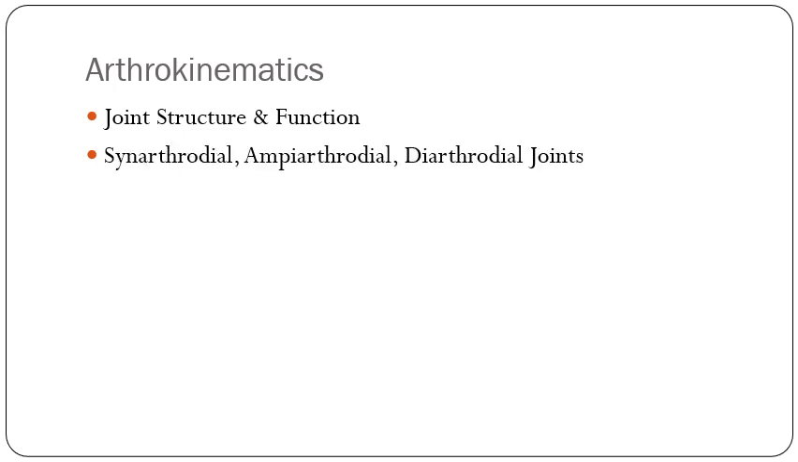Now looking at arthrokinematics, we're going to talk about joint structure and function. Beyond naming joints and calling them hinge versus pivot versus ball and socket, we're also going to do another joint classification. There are three general types of joints: synarthrodial joints, amphiarthrodial joints, and diarthrodial joints.